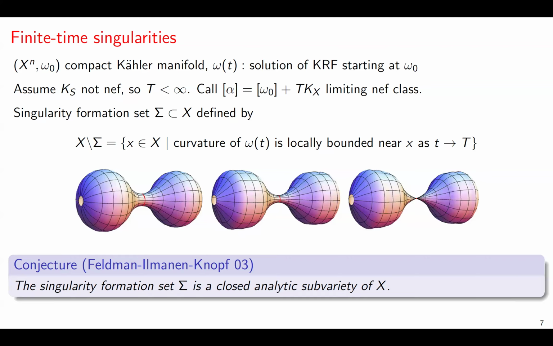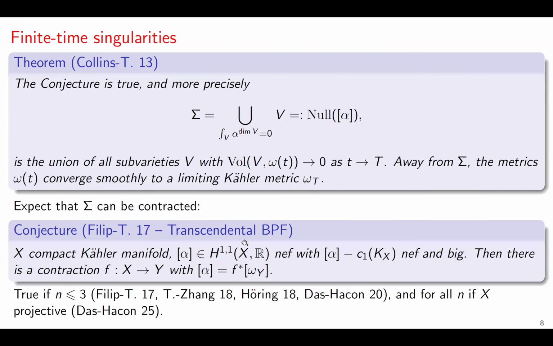And so here is again a schematic picture of a dumbbell forming a pinch, which is a total lie, but you can imagine some higher dimensional version of this picture would be a more appropriate picture. And the singularity formation set, sigma, was defined by other people as these points where the curvature is not locally bounded near the point as you approach the singularity. And Feldman, Ilmanen, and Knopf had conjectured that this is a subvariety, so a closed analytic subvariety. And if X was projective, then this would be an algebraic subvariety. So Zariski closed. And again, quite a while ago, I proved with Collins that this is true.